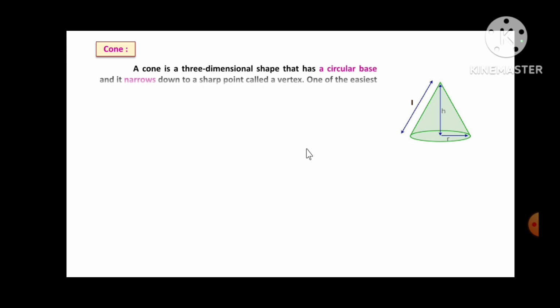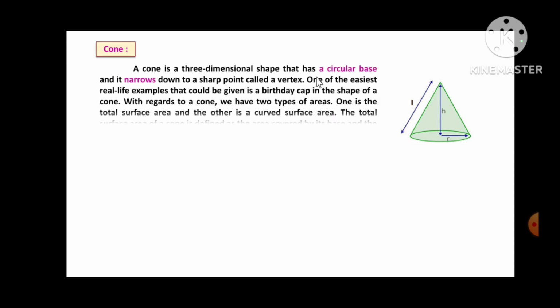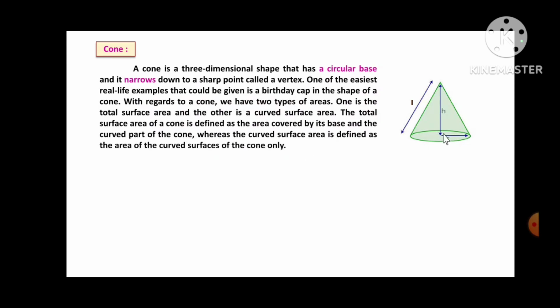Cone. Friends, you can see in the figure a cone. A cone is a three-dimensional shape that has a circular base and narrows down to a sharp point called a vertex. One of the easiest real-life examples is a birthday cap in the shape of a cone. With regard to a cone, we have two types of areas.